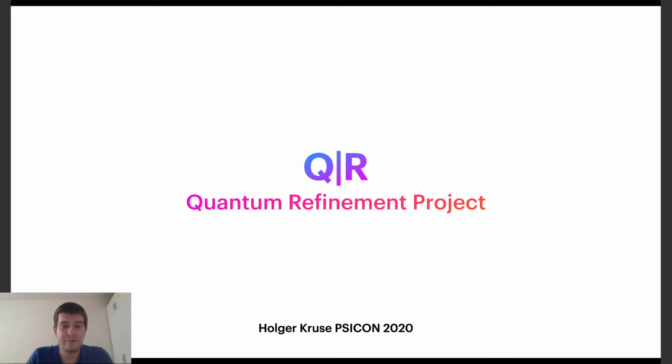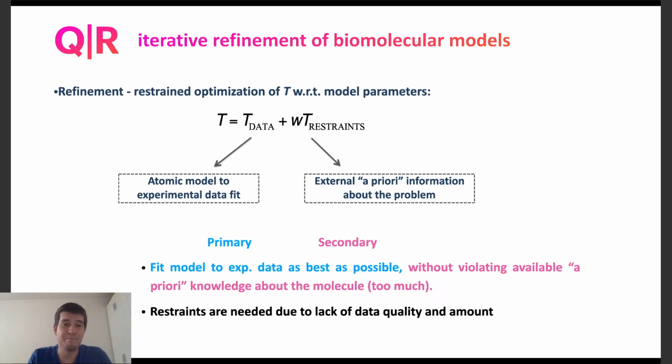Hi, I would like to introduce the QR quantum refinement project. We want to refine biomolecules, which is done with a restrained optimization of the target function T with respect to model parameters.